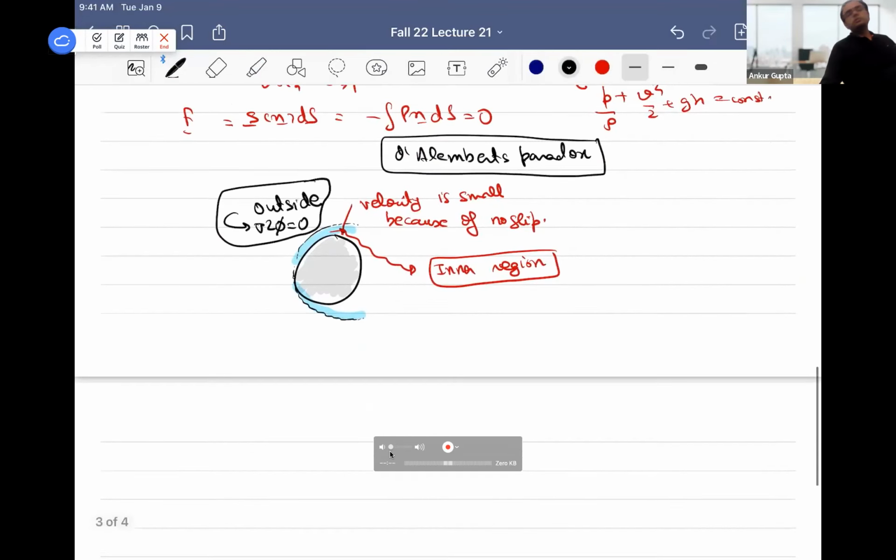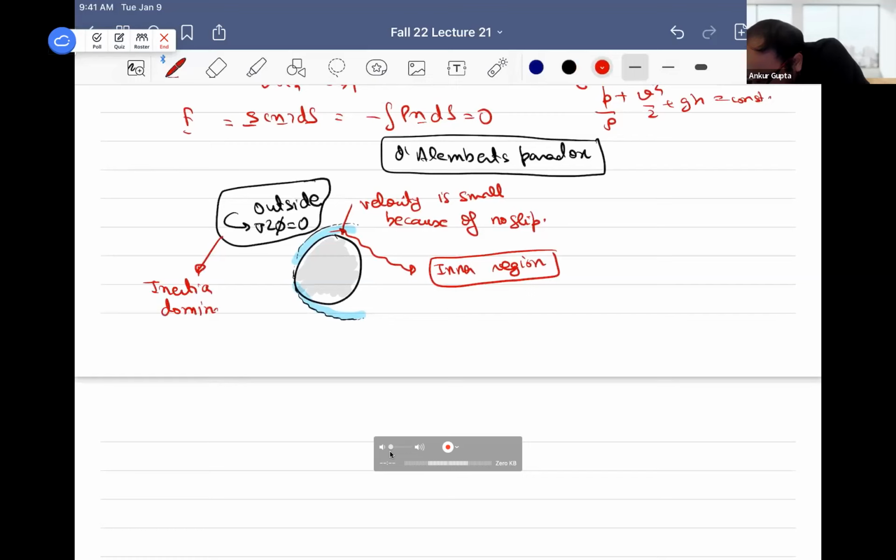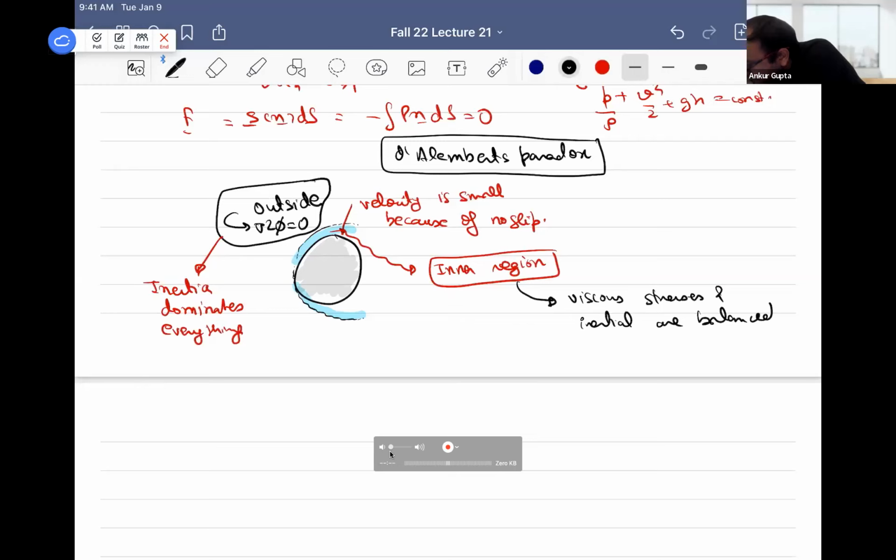And that's basically the whole issue: in the outer region, basically outside, inertia dominates everything. So we can really assume that tau is 0. But inside the inner region, viscous stresses and inertia are balanced. Okay? And this region is called the boundary layer. This inner region is called the boundary layer region, where the viscous stresses and inertia are balanced.